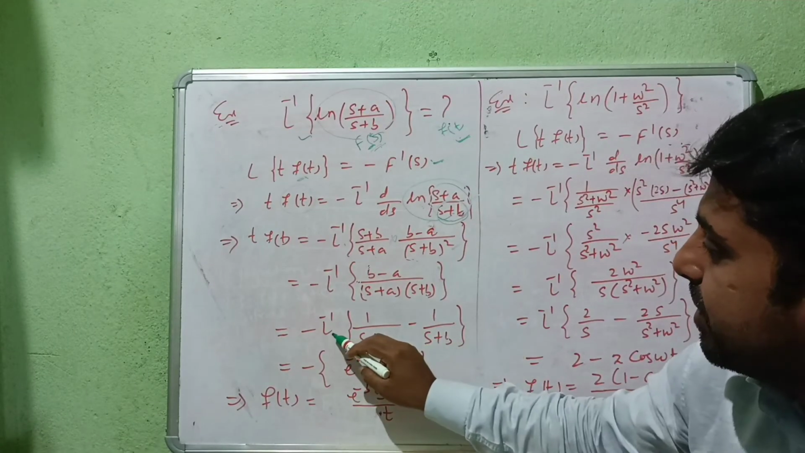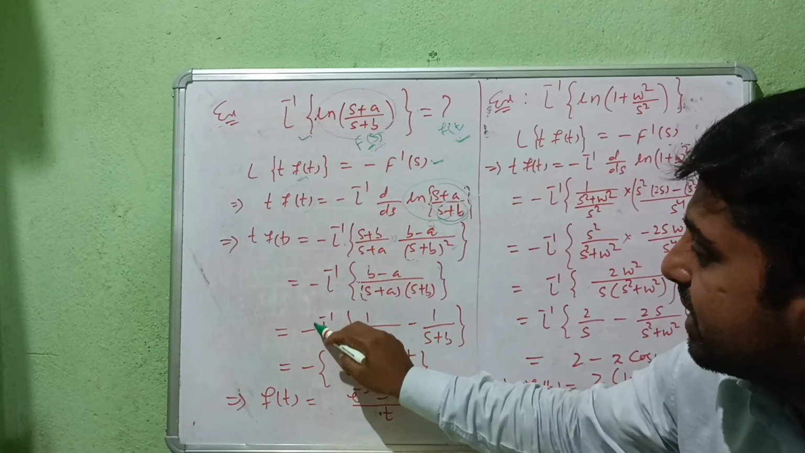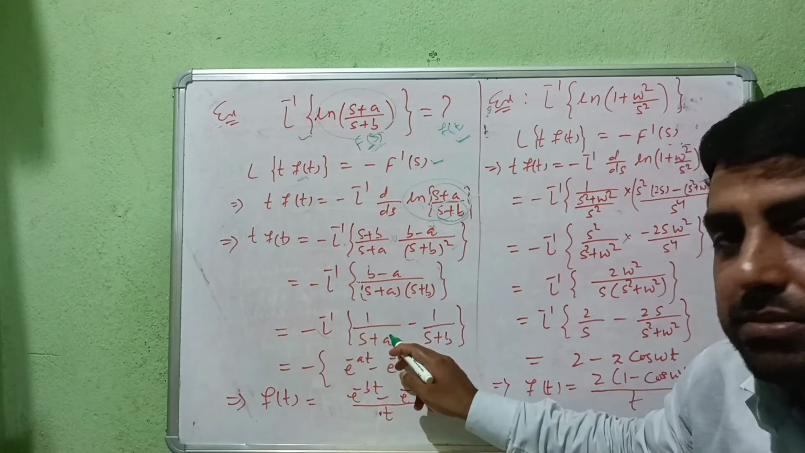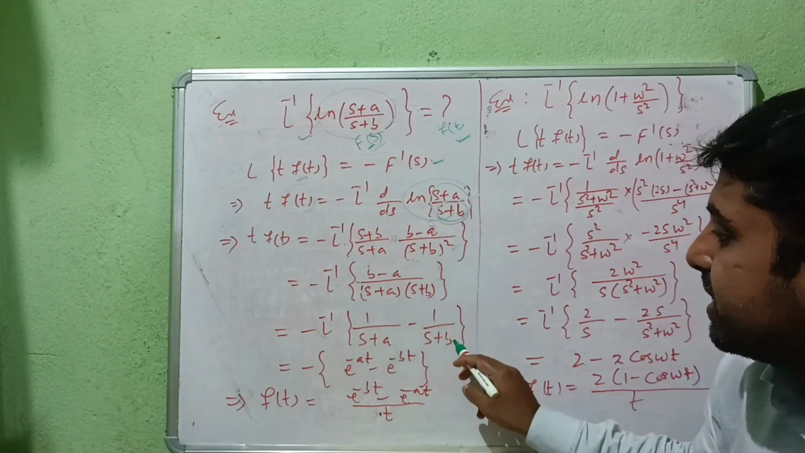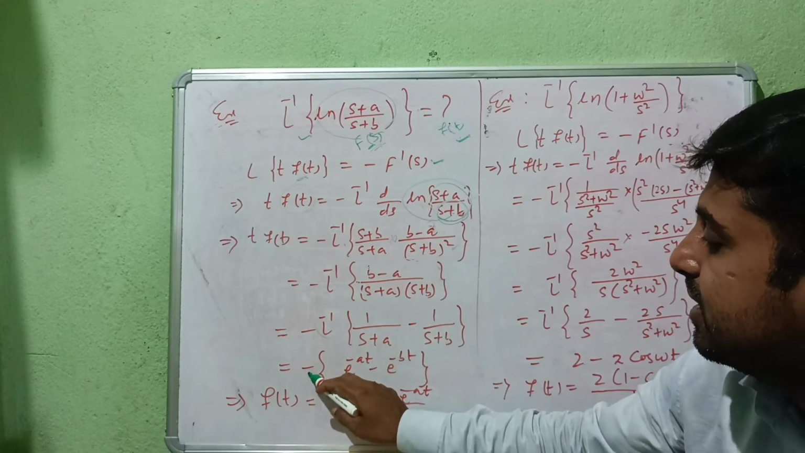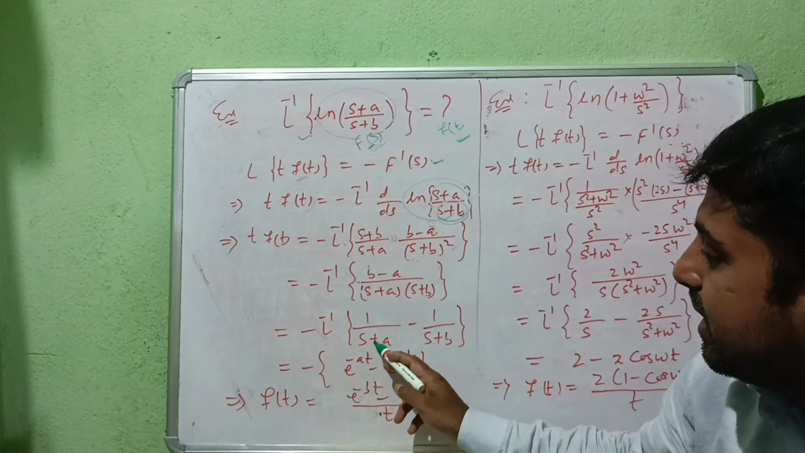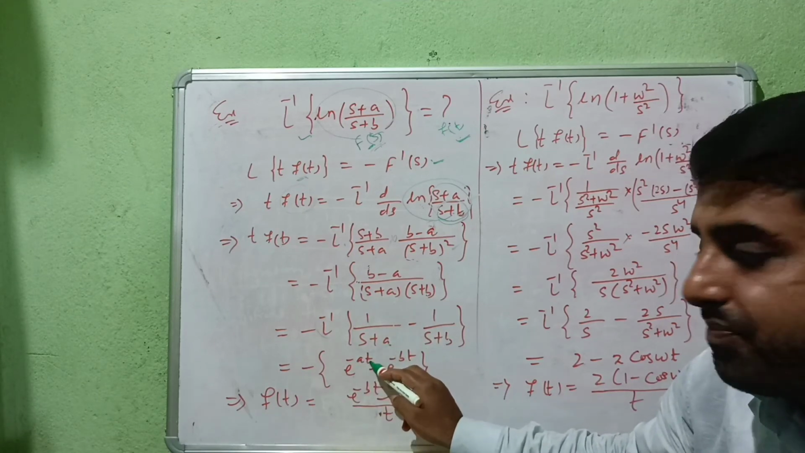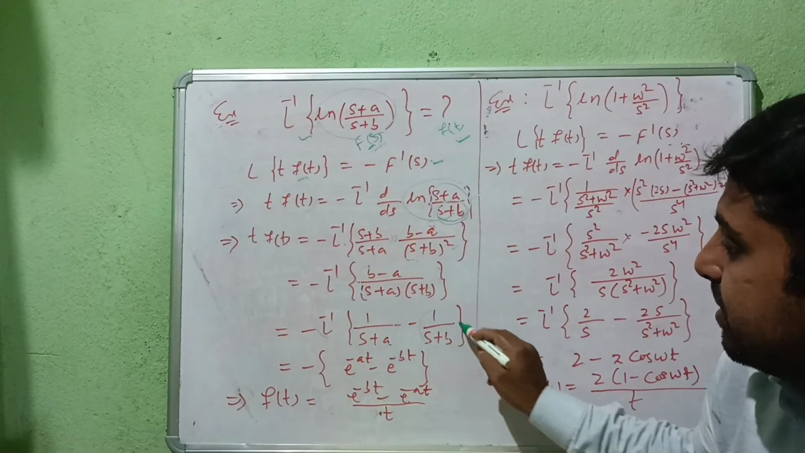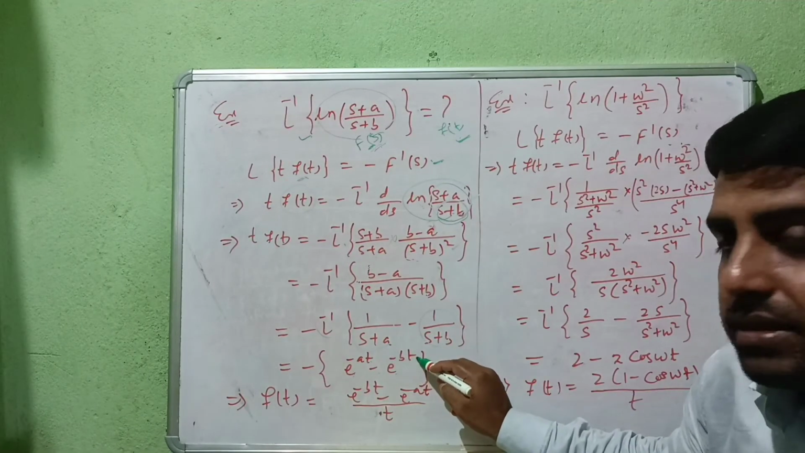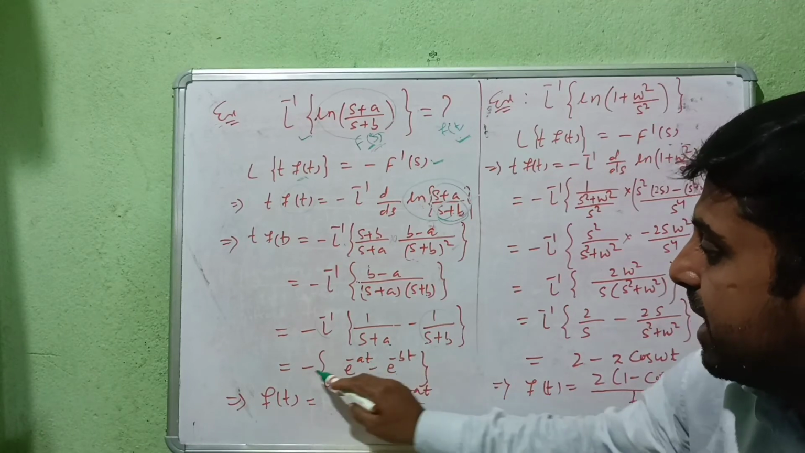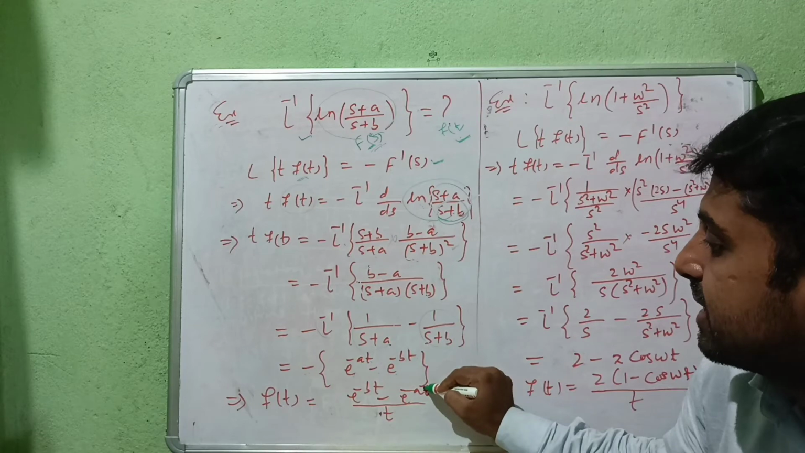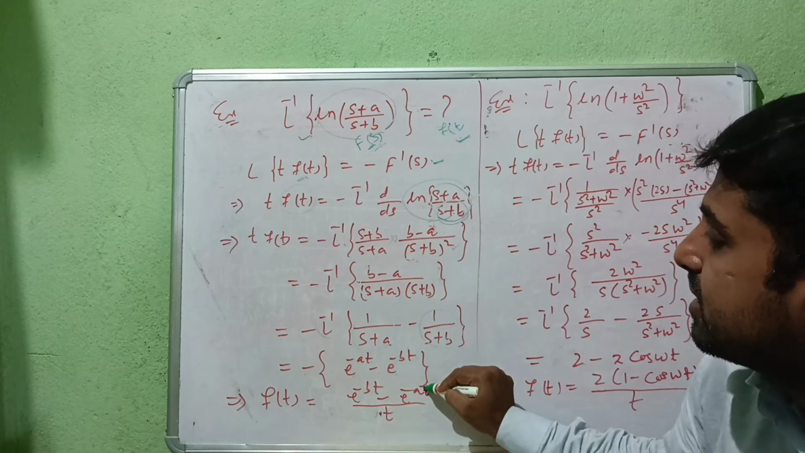Now from the linearity principle of Laplace inverse, we know that we can separately find the Laplace inverse of 1 by (s plus a) minus the Laplace inverse of 1 by (s plus b). The minus is outside of the bracket, and the Laplace inverse of 1 by (s plus a) is e to the power minus at, minus the Laplace inverse of 1 by (s plus b), which is e to the power minus bt. So if we multiply by minus, it will be e to the power minus bt minus e to the power minus at.